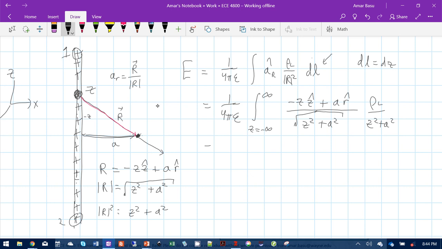All right, so next step here, there's a couple things. First of all, rho L. Rho L is a constant. So if it's a constant, we can just take that out of the integral, or move it out. So we move it out here. Rho L over 4 pi epsilon. All right. And let's keep our integral, z equals negative infinity to infinity.